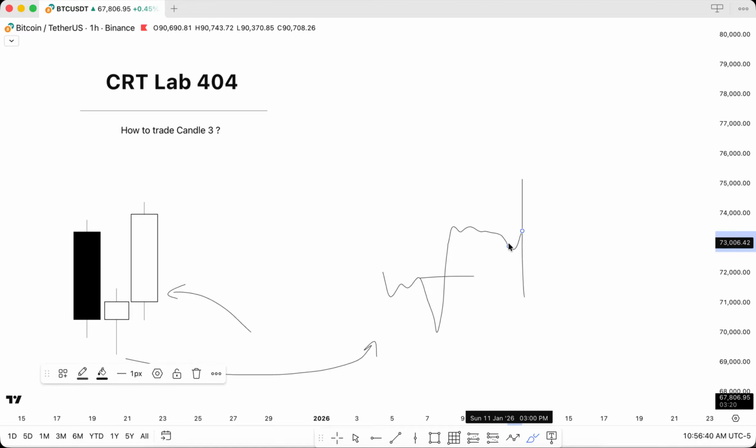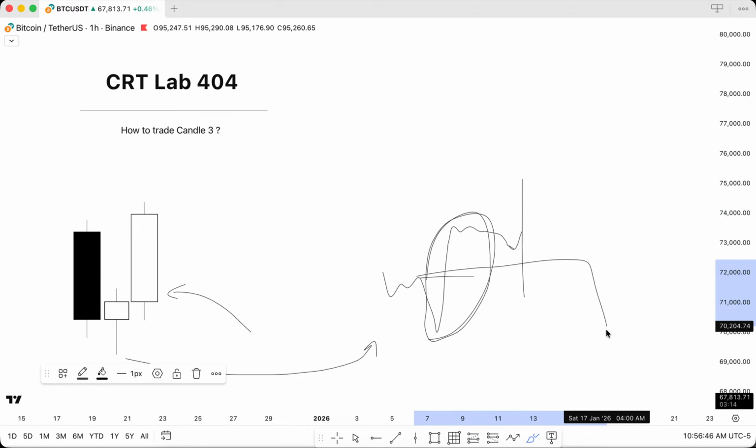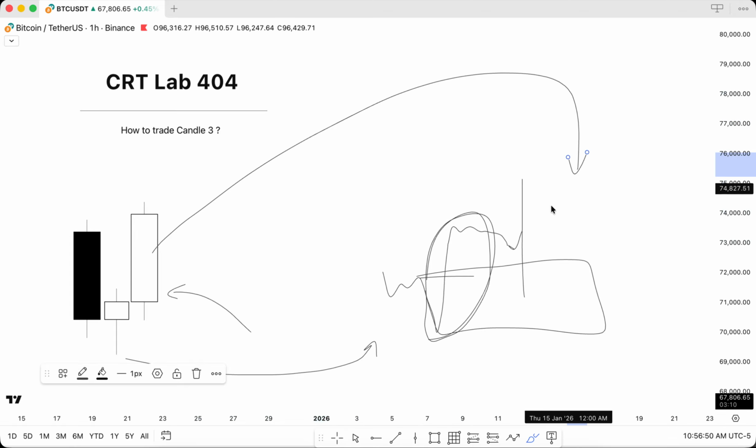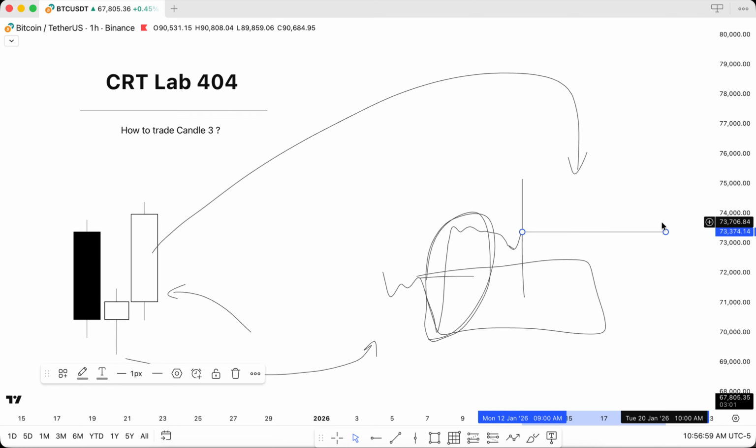When that happens, inside leg number 1 you will have a key level for candle 3, which is this one right there, and you just have to enter below the opening price. This is the opening price of the candle. Let me put a line like this. This is the opening price of this candle.